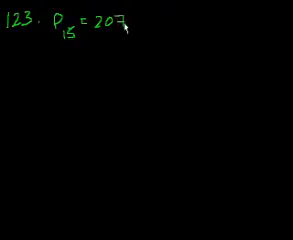Next question. Let me switch colors. 123. The price of a lunch for 15 people was $207. Price for 15 was $207, including a 15% gratuity for service. So that was plus 15%. What was the average price per person excluding the gratuity?